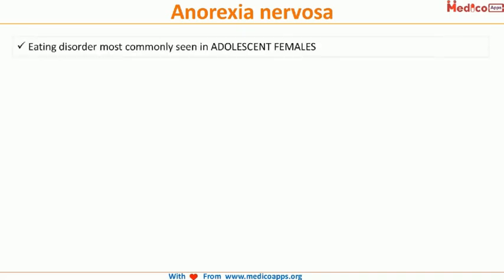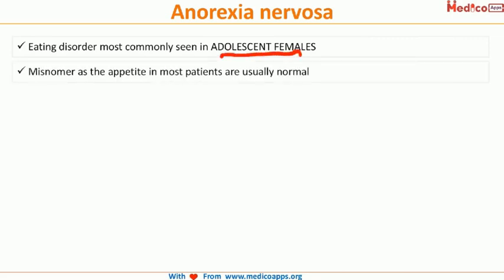Now, anorexia nervosa is an eating disorder most commonly seen in adolescent females, and it is a misnomer to start with because the appetite in most of these patients is normal. Even though the disease is named anorexia, it's actually a misnomer because the appetite of most of these patients is normal. So, let's start by looking at the symptoms with which an anorexia nervosa patient presents.